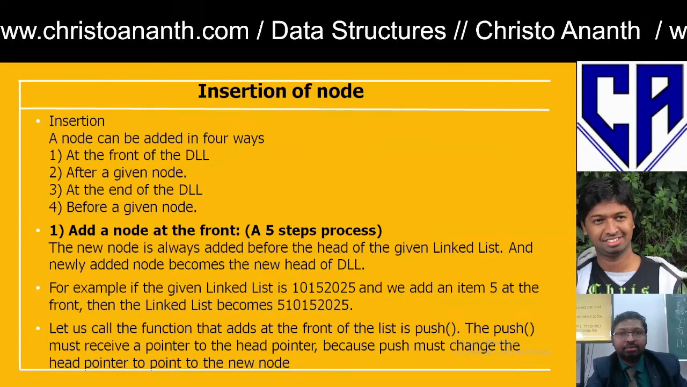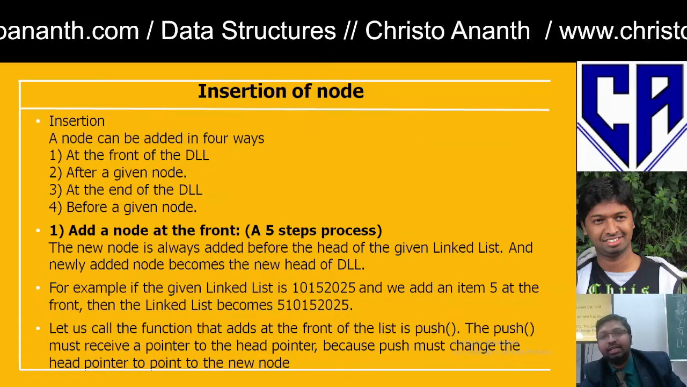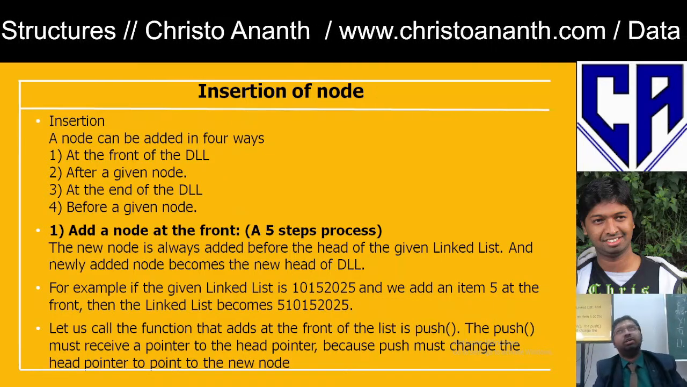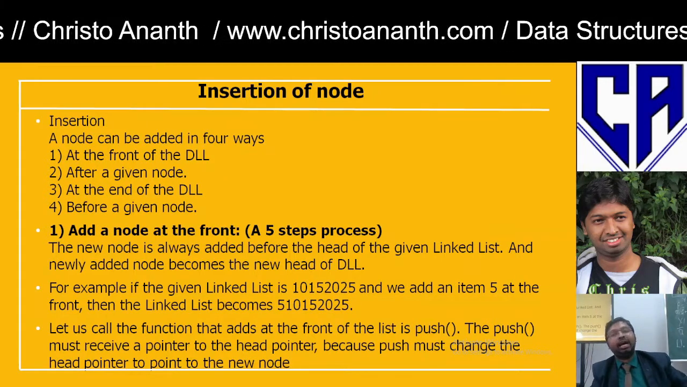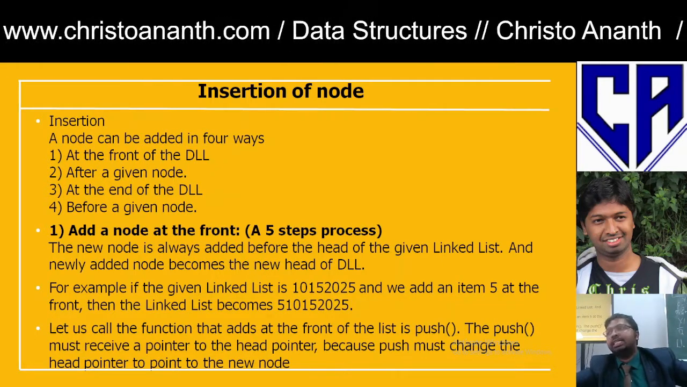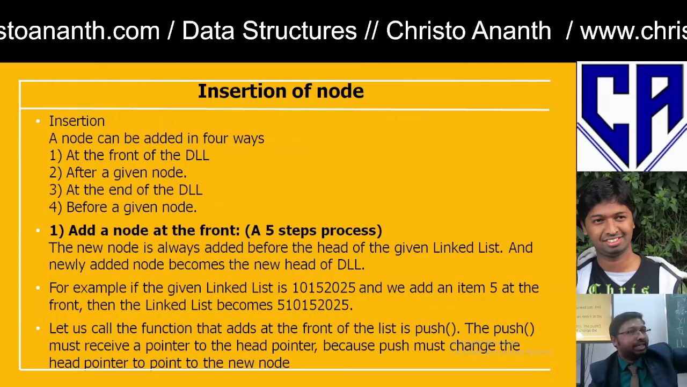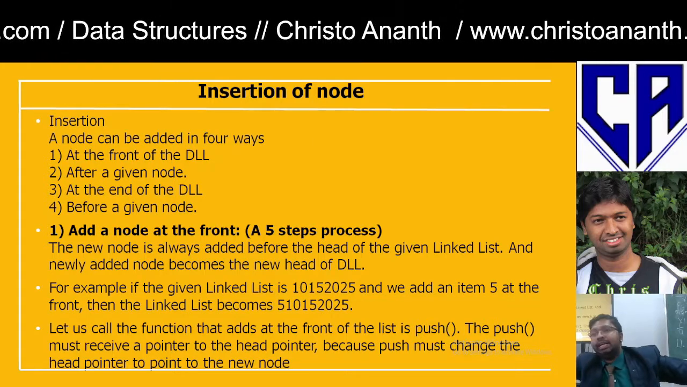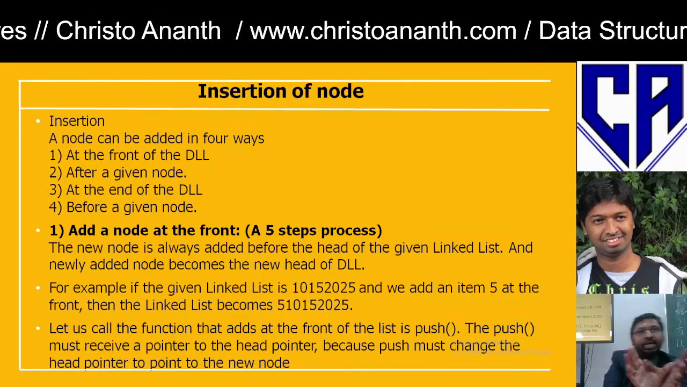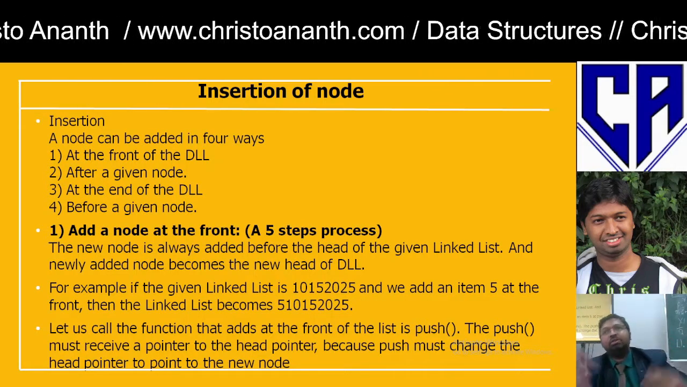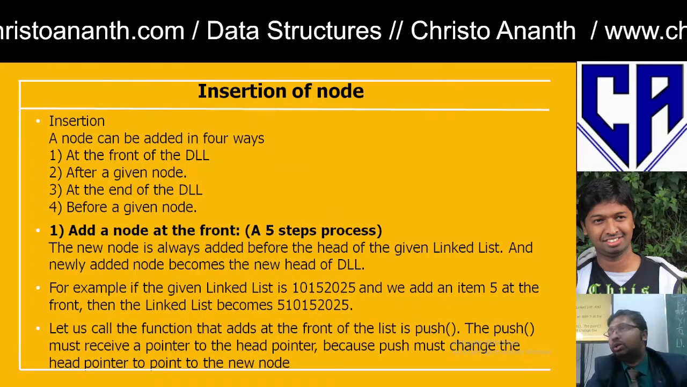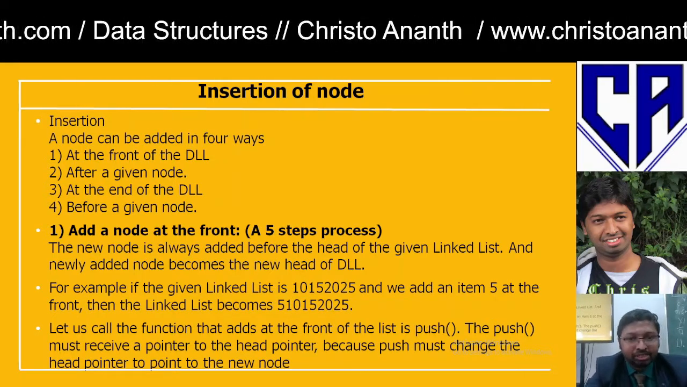Let's consider an example of how you add or insert a node. Insertion of a node in a singly linked list can happen only at the start or at the end. But in a doubly linked list, we can add it at the start, at the end, inside, before a node, after a node, wherever you want to. So that's how you add it in a doubly linked list.